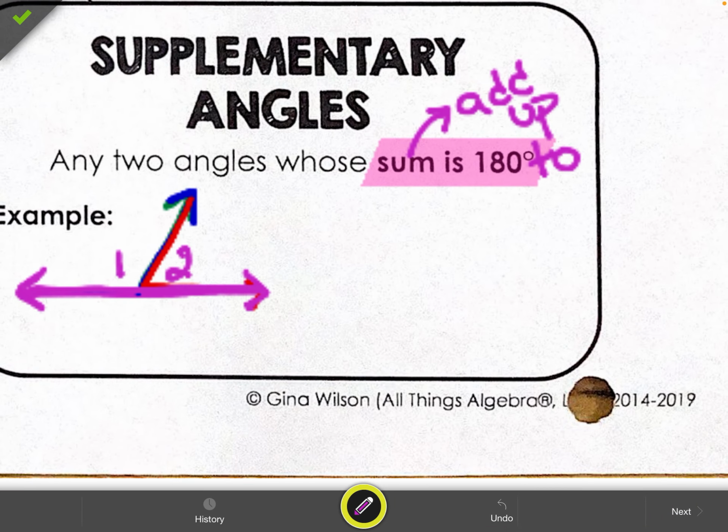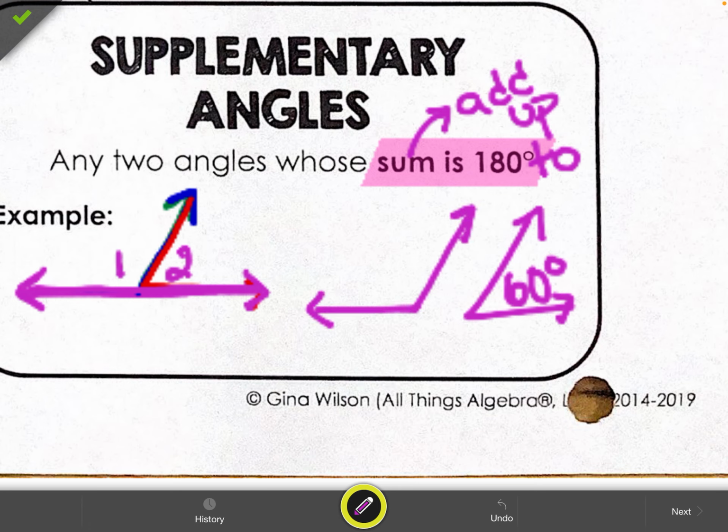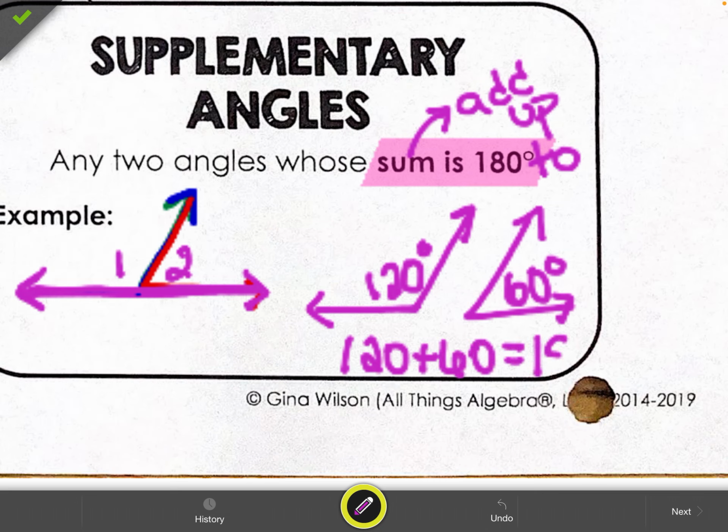Now again, they could be separate angles, so they could have one angle over here, and they could say, hey, this angle measures 60, and then another angle completely separate from it, and they could say this angle is 120. If you added the 120 and the 60, and you came up with 180, then you could call them supplementary angles. Now, if you added them together and you got like 181, then they wouldn't be supplementary, they would just be one obtuse angle and one acute angle.